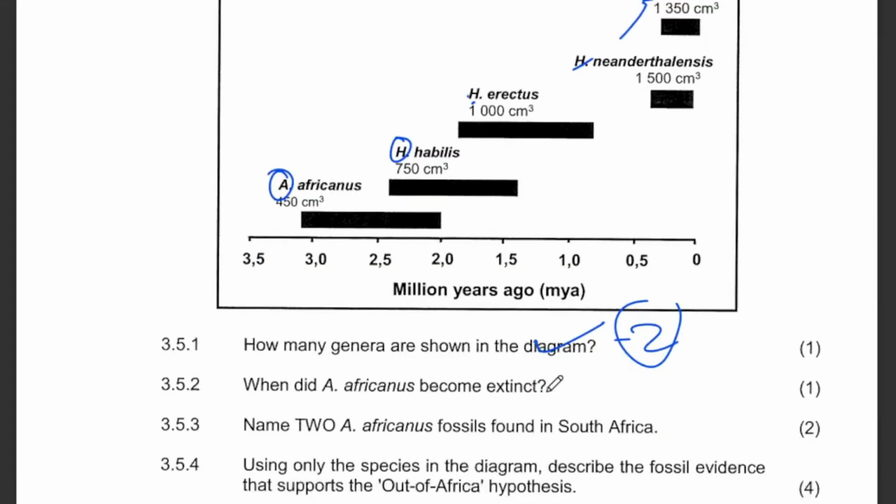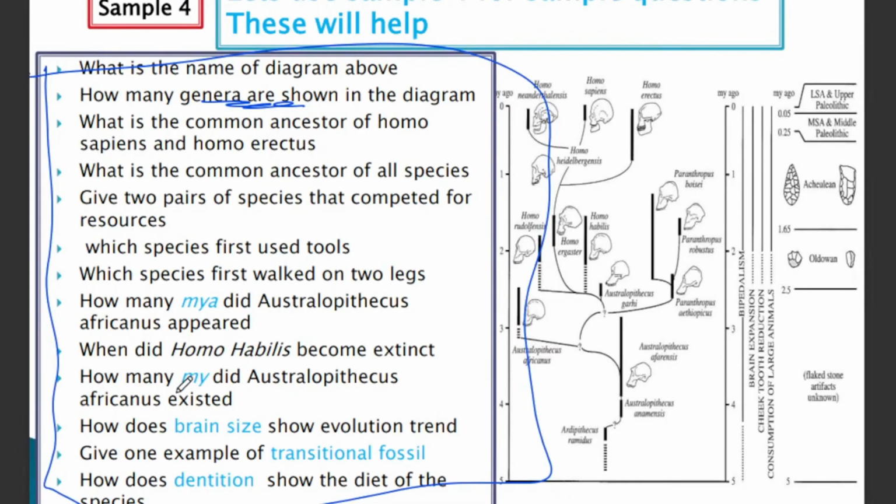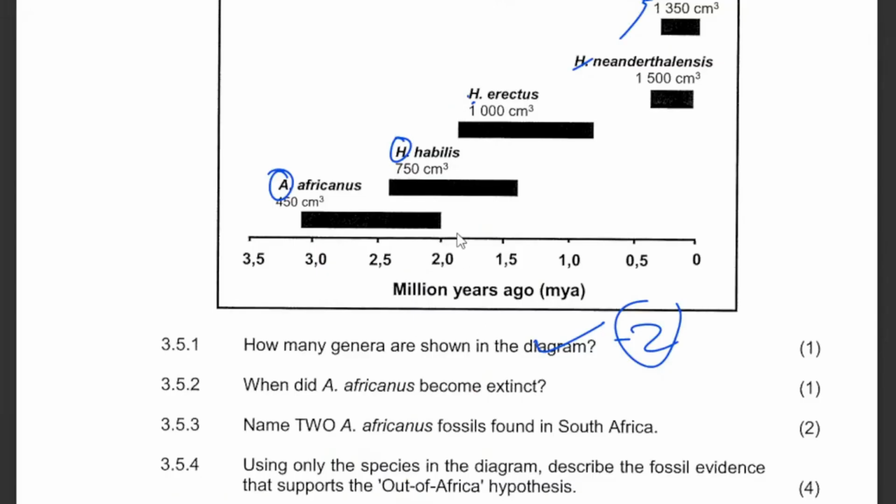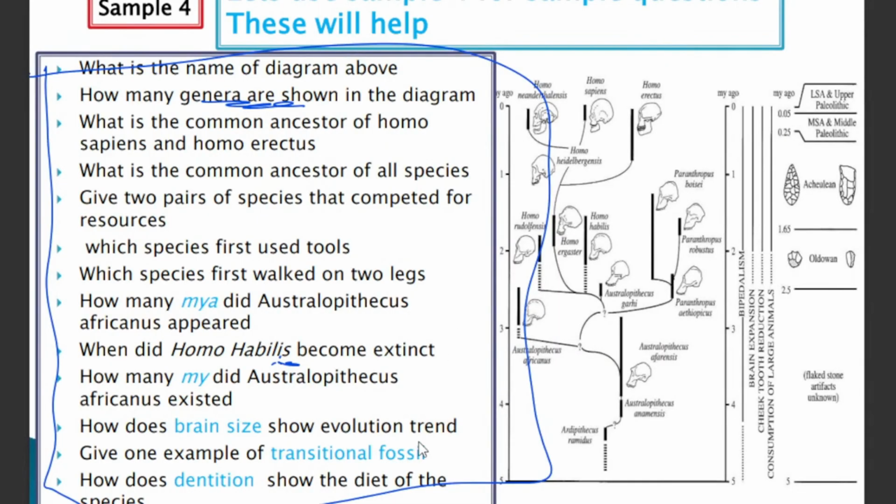When did Australopithecus africanus become extinct? The question is there. You see, they're saying Australopithecus africanus. So it stopped here, meaning it's 2.0 million years ago. Then they are saying, name 2 Australopithecus africanus species in South Africa.